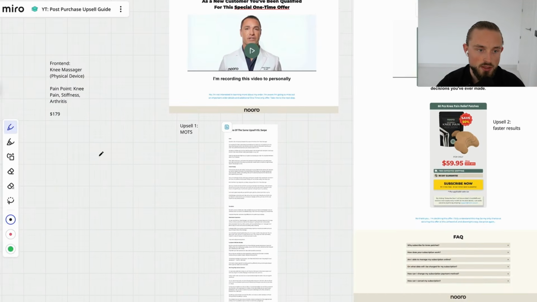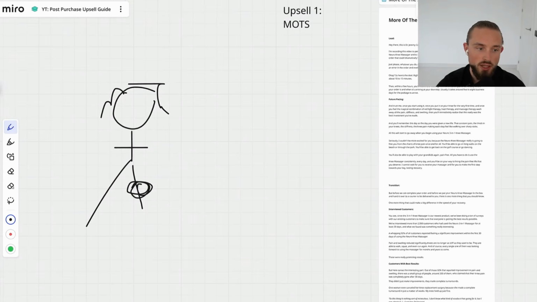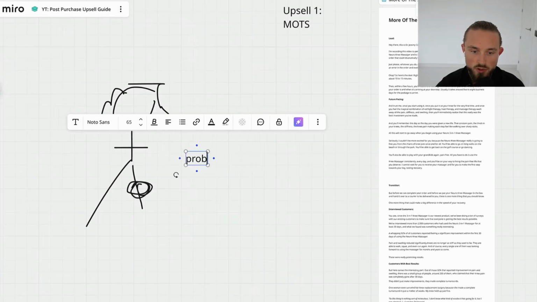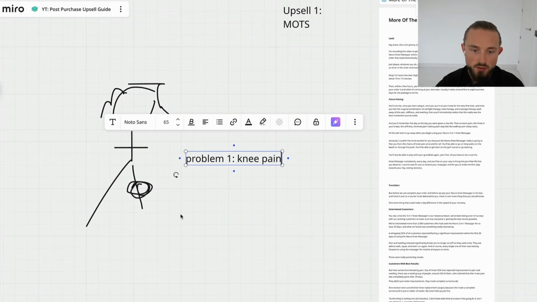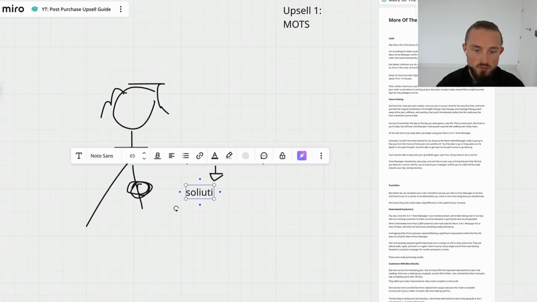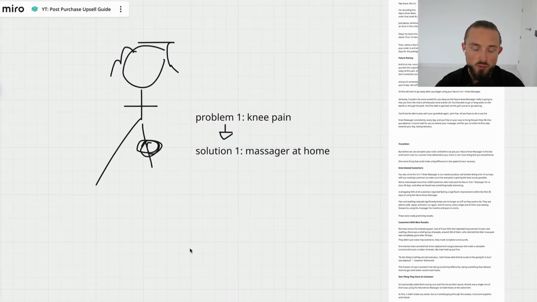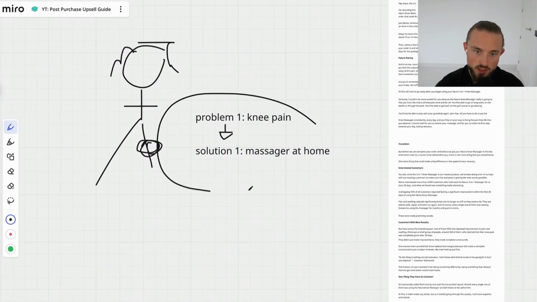So if we think about the customer, let's draw a nice old lady again. This is an old lady this time, and she has knee pain, right? So that's her pain point. Problem, knee pain. Now she can solve this problem. She can solve it, and that's great. Massager at home. And this is really great, right? Because it solves the problem.